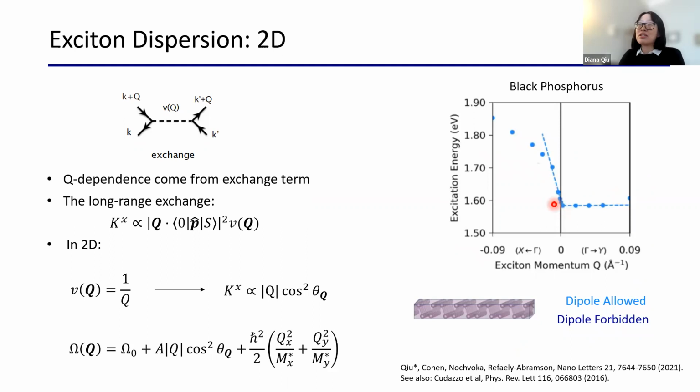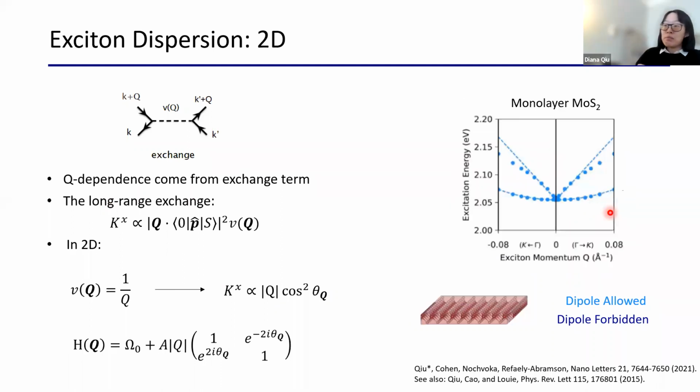So next, let's consider the 2-dimensional picture, focusing on monolayer black phosphorus. So in 2 dimensions, if you take the Fourier transform of the Coulomb interaction, it actually goes as 1 over q. So the long-range exchange goes as the absolute value of q times cosine squared theta, where again, theta is the angle between the momentum and the dipole. So black phosphorus exhibits a linear dichroism, where optical absorption is only allowed when the light is polarized along the x direction. So we can say that the exciton dipole here is oriented along x. And so the exchange is only non-zero when the exciton momentum is also parallel to x. And this is what gives us this linear dispersion along the gamma to x direction. Along the other gamma to y direction, the exciton momentum is perpendicular to the dipole. So this exchange term is 0, giving us a parabolic dispersion along gamma to y.